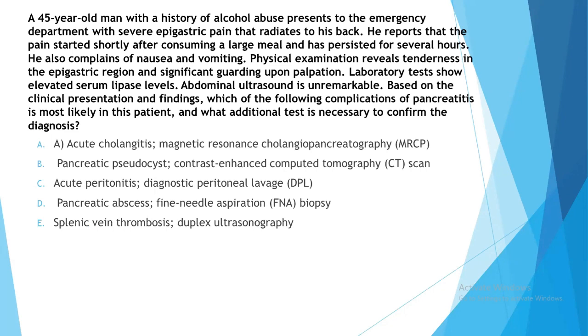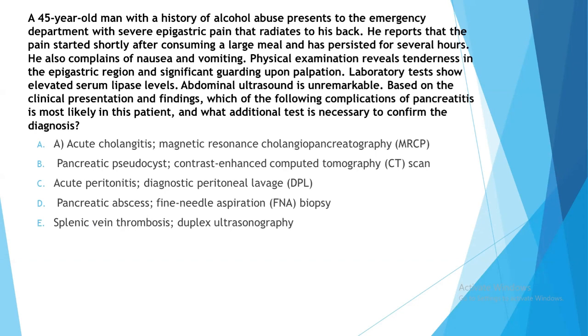A 45-year-old man with a history of alcohol abuse presents to the emergency department with severe epigastric pain that radiates to his back. He reports that the pain started shortly after consuming a large meal and has persisted for several hours. He also complains of nausea and vomiting. Physical examination reveals tenderness in the epigastric region and significant guarding upon palpation. Lab tests show elevated serum lipase levels. Abdominal ultrasound is unremarkable.